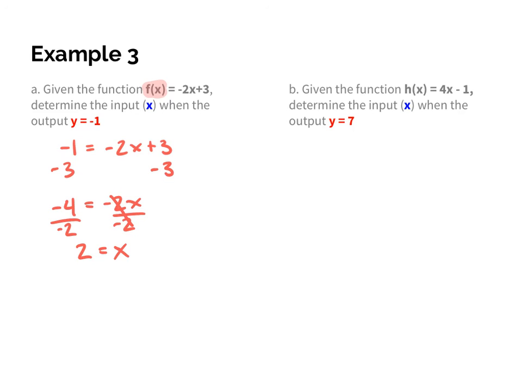Now, how do I write this in proper function form? I'm going to say f of 2, my input, would give me negative 1. So again, what goes inside here is always your input, and here's your output. All right, let's have you guys try this last example on your own. I got h of x equals 4x minus 1. What would the input be here when y equals 7? So pause that video, give this one a shot.